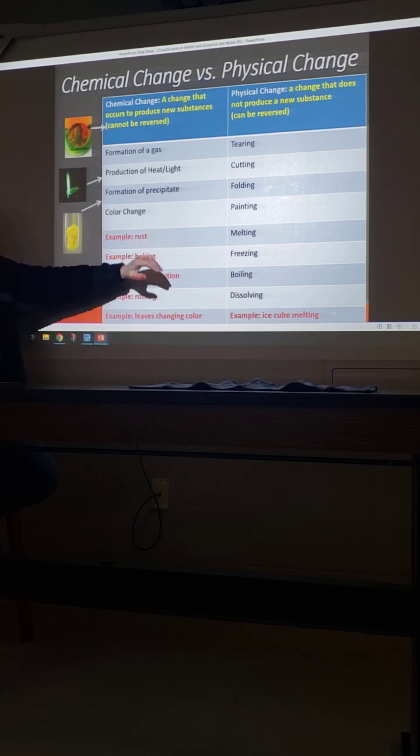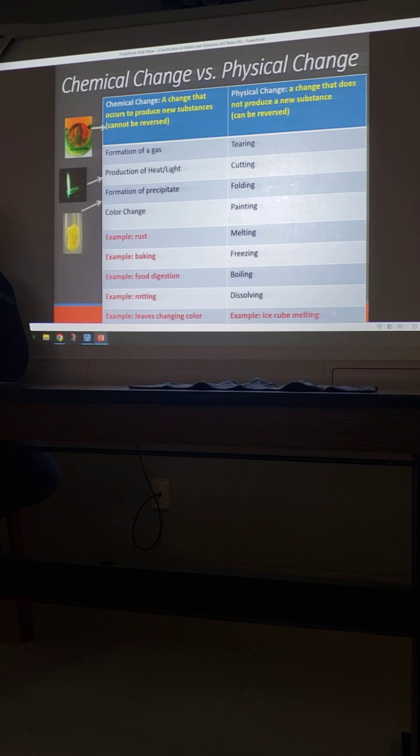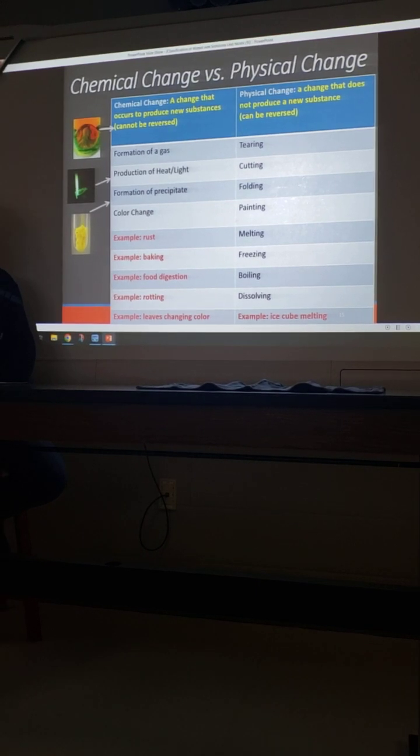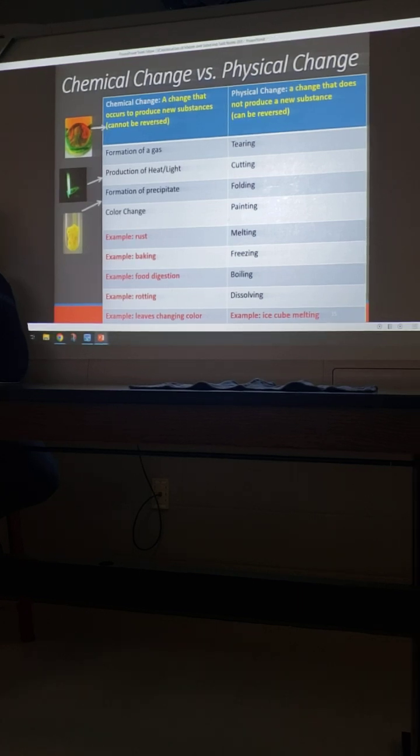Okay, boiling, freezing, and melting. Those are all describing phase changes. Any type of phase change is automatically a physical change. And I had somebody in 7th period who said, well, if you boil something and it goes from a liquid to a gas, how do we know it's not just a chemical reaction causing it to turn into a gas, like when you put the baking soda and the vinegar together?